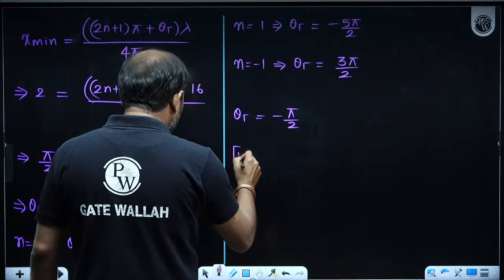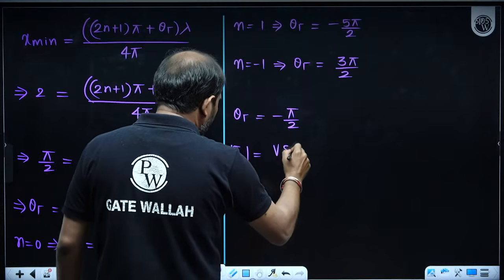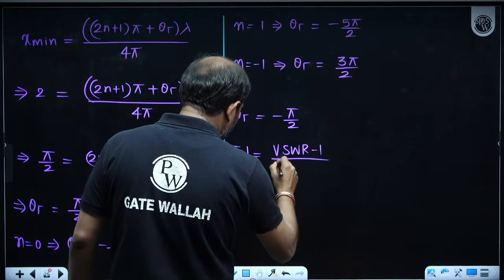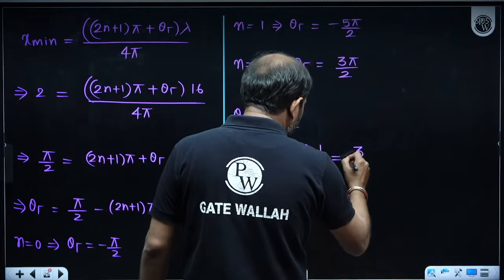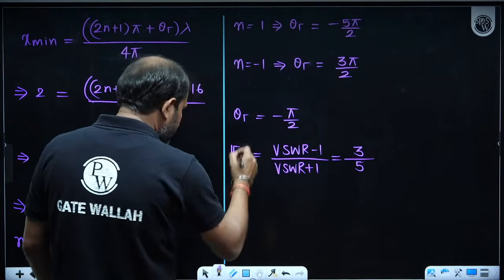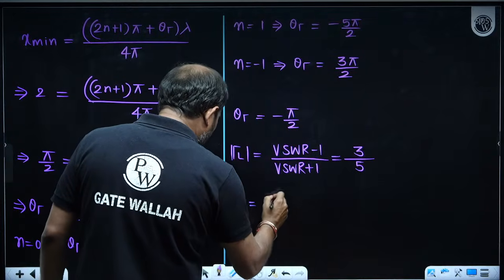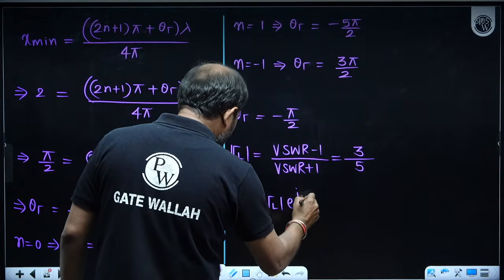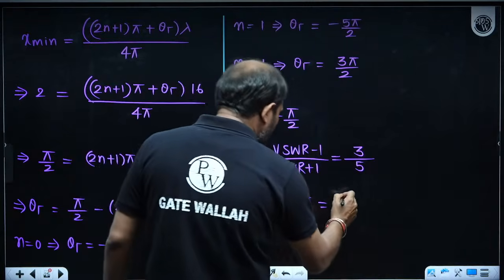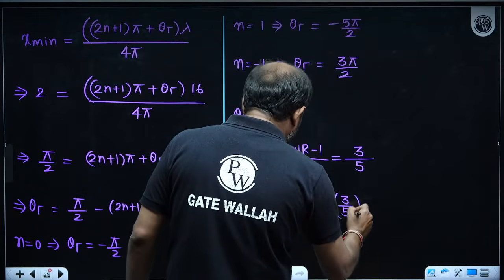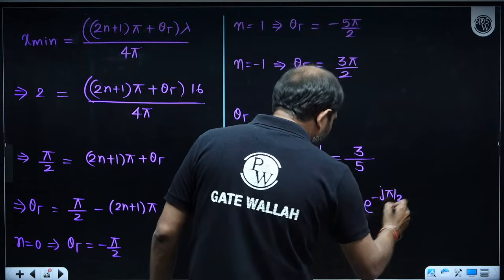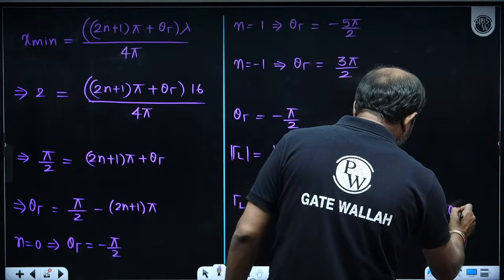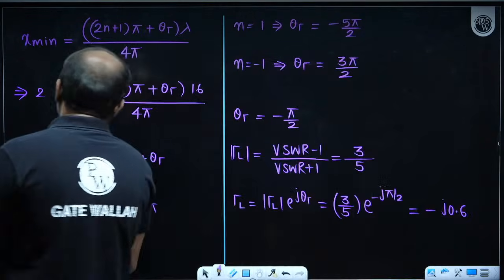Then magnitude of gamma L is equal to VSWR minus 1 divided by VSWR plus 1. VSWR minus 1 is 3 divided by 5. Gamma L is equal to mod gamma L e to the power j theta gamma. How much is mod gamma L? 3 by 5, and theta gamma is e to the power minus j pi by 2. So it will be minus j 0.6. Then gamma L we have calculated.